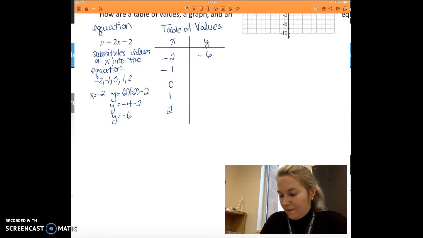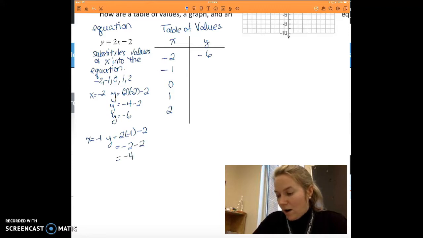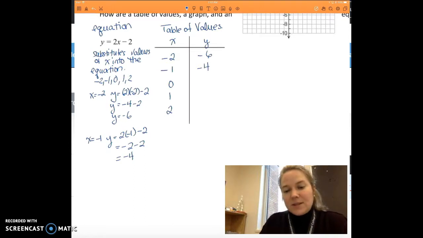Let's do a couple more. If x equals -1, y equals 2 times -1 minus 2. 2 times -1 is -2. -2, we've got -4. Okay, so when x equals -1, y equals -4.